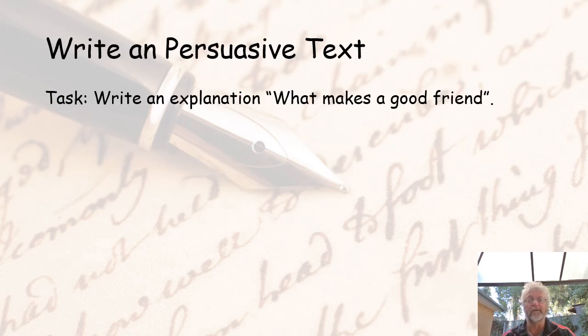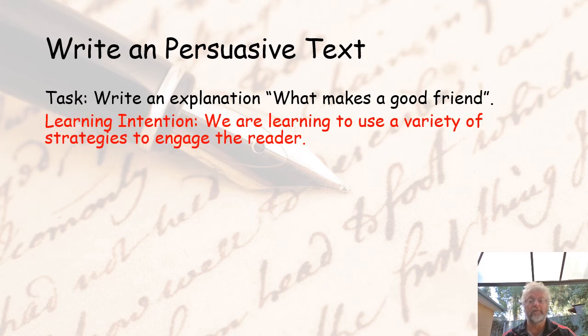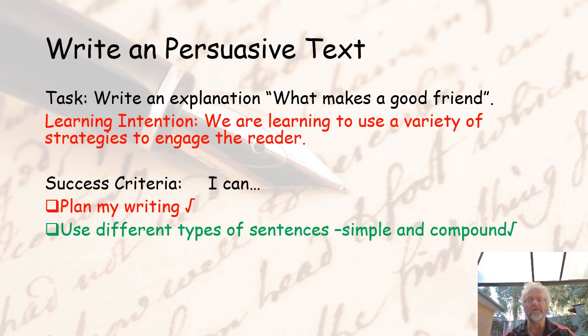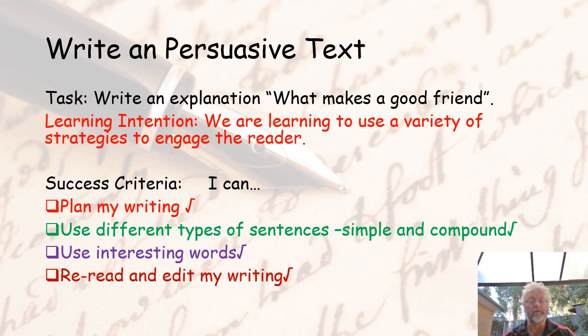So, writing a persuasive text. It's now your turn to write. Remember our learning intention, learning to use a variety of strategies to engage the reader. Looking at our success criteria, I have planned my writing. I have used different types of sentences. I have used interesting words, and I've reread my writing to see if it makes sense.